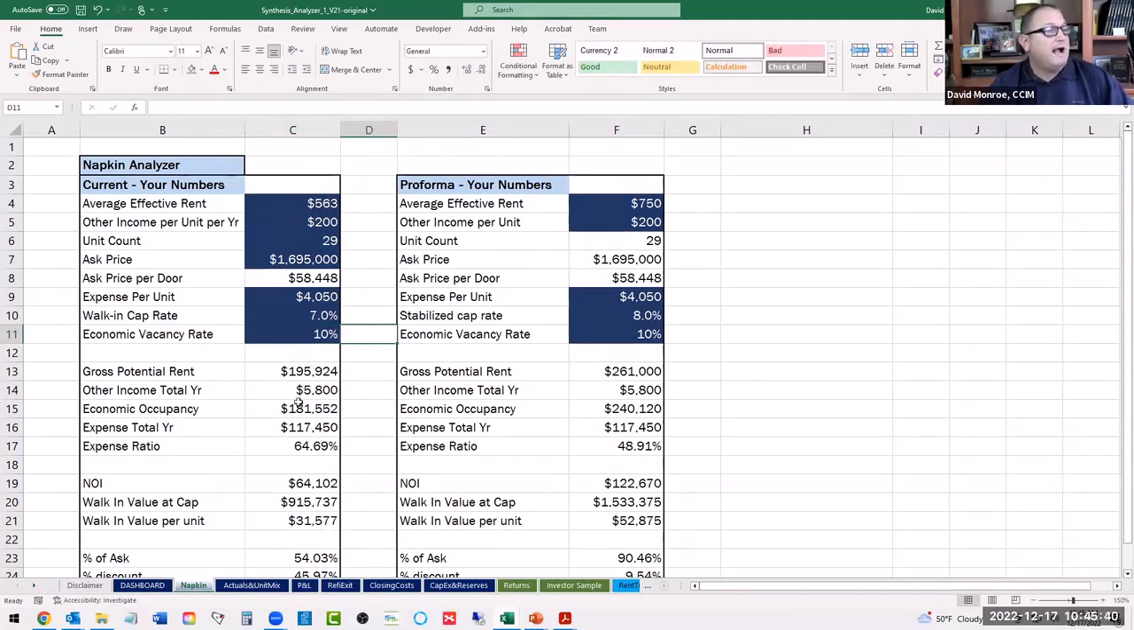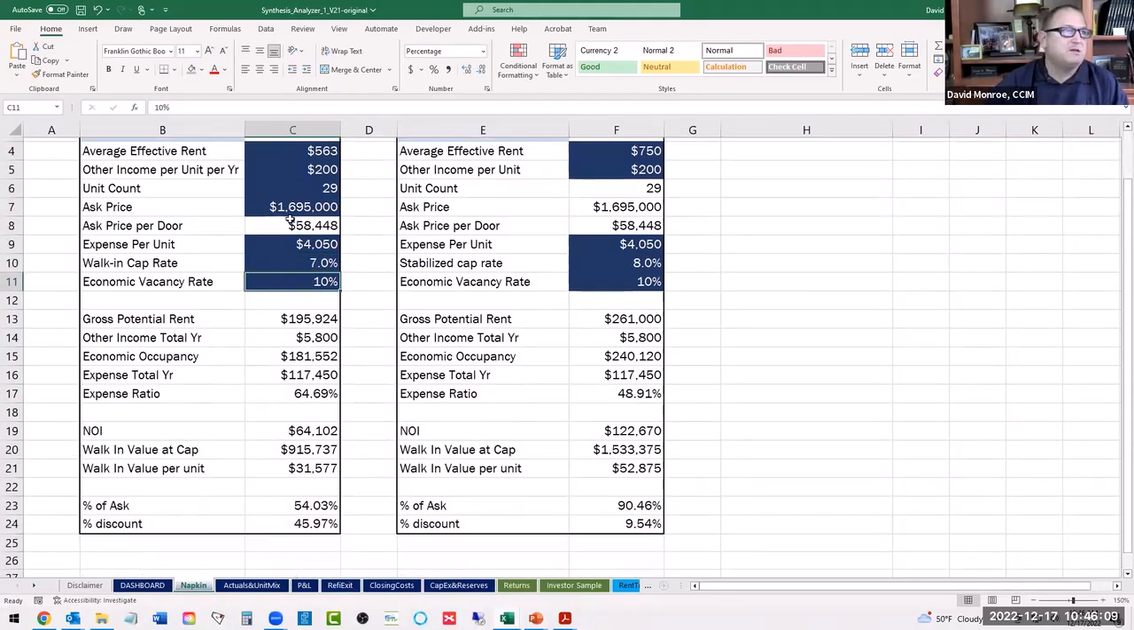So these are your actuals. This is what our potential is. Based on your P&L, your T12, these are the actual numbers you put in. These are the only input fields. Anything blue in this model is your input field. Remember, gray in mine is your input field. So: total average effective rent, average income per unit, additional income, unit count, purchase price, expense per unit, walk-in cap rate, economic vacancy. All right. These are actuals.